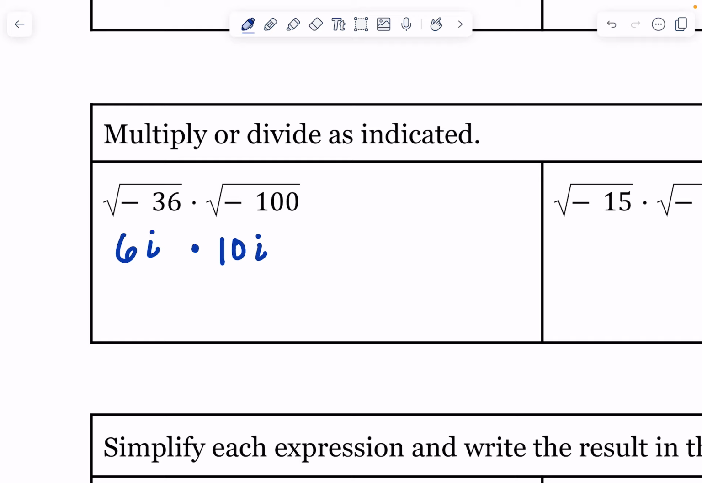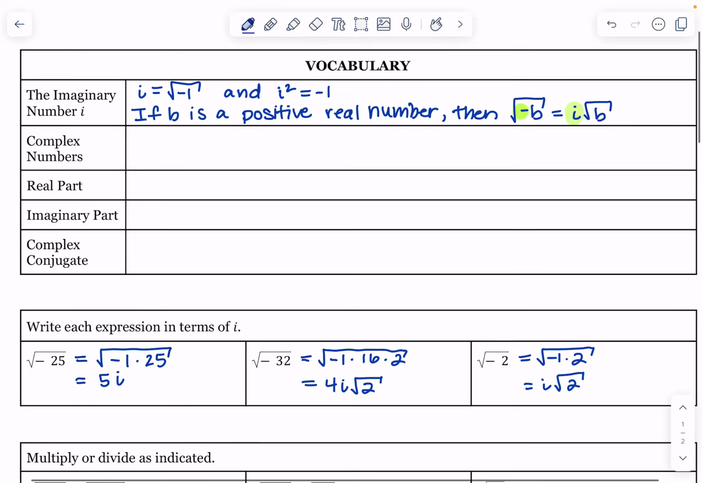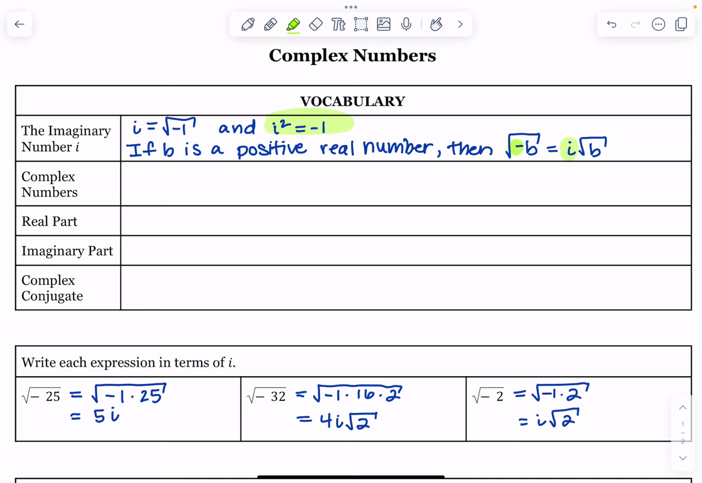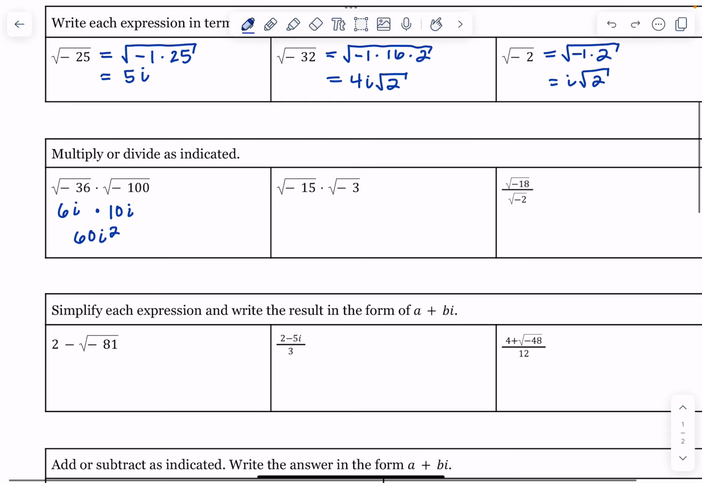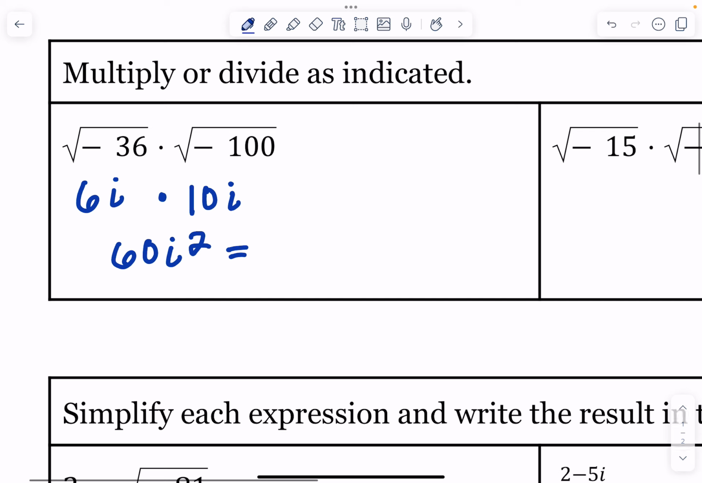When I multiply these together, I get 60i squared. And then back at the top, when we were talking about i squared right here, we have that i squared is equal to -1. So if we take that and apply it here, this is going to be equal to 60 times -1, or -60.